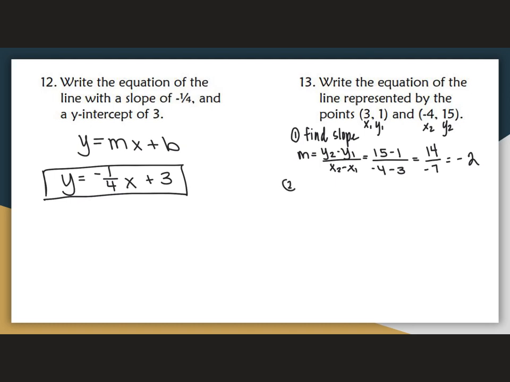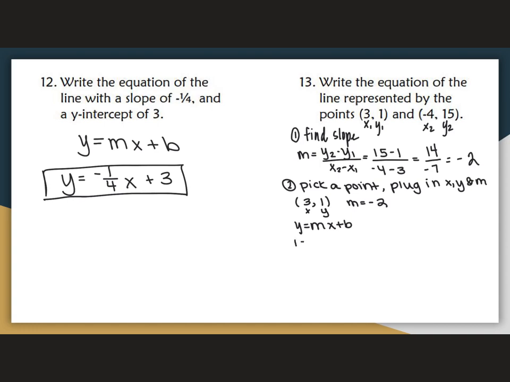The next thing I need to do is pick a point and then plug in x, y, and m. I'm going to use the point 3, 1. You could also use the other point. It really doesn't make a difference. So I have x, I have y. We just figured out m is negative 2. I'm going to plug all of those in to y equals mx plus b.